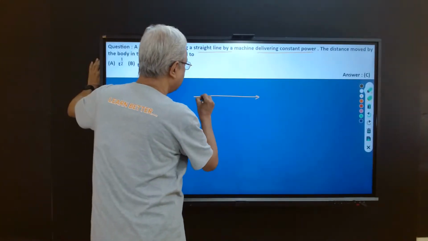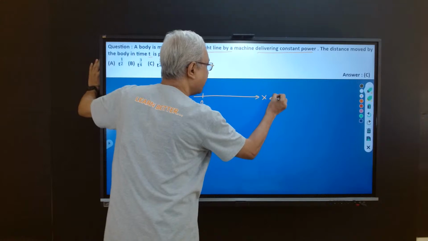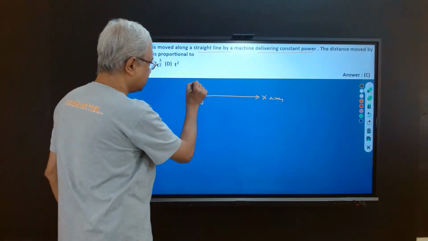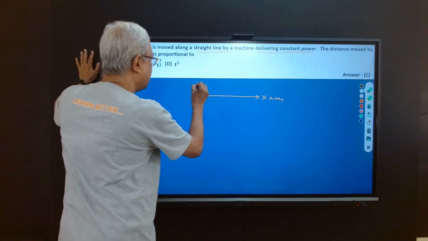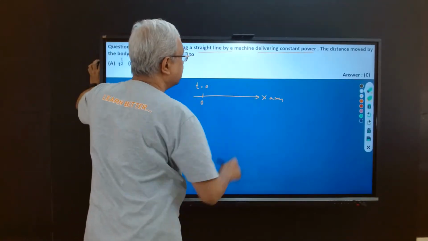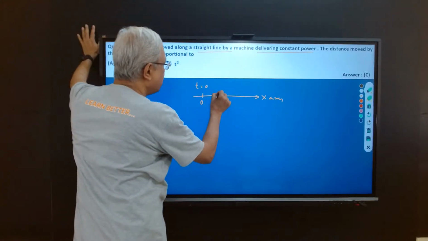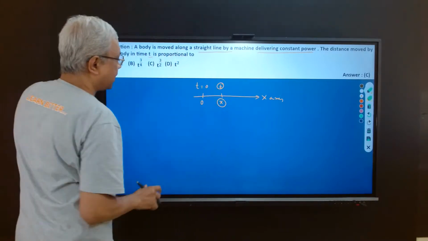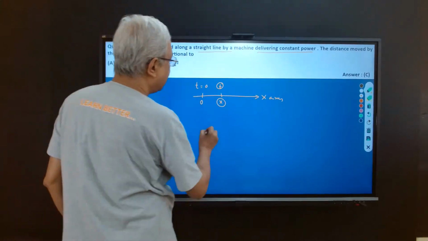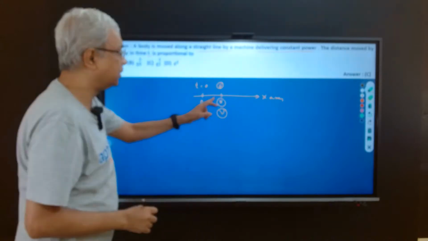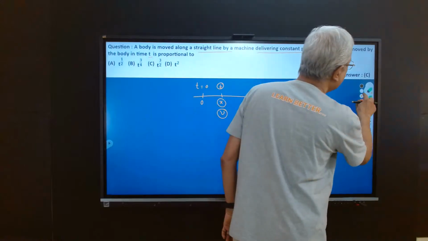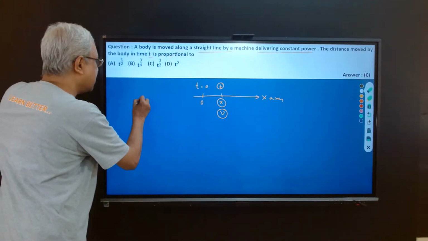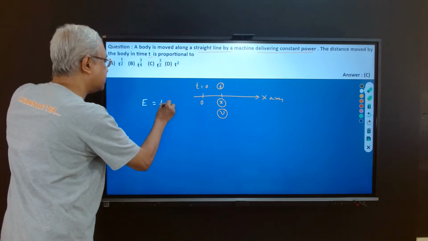So, the body is moved along a straight line, and I consider this straight line as the x-axis. And the body starts from origin, say for example, at time t equal to 0, the body starts its motion from x equal to 0, and the motion is executed by a machine which delivers constant power. Now, at any moment t, the particle is at x, whose coordinate is x. That means it is x distance away from the origin, and at this moment its velocity will be v. So its energy is half mv square.